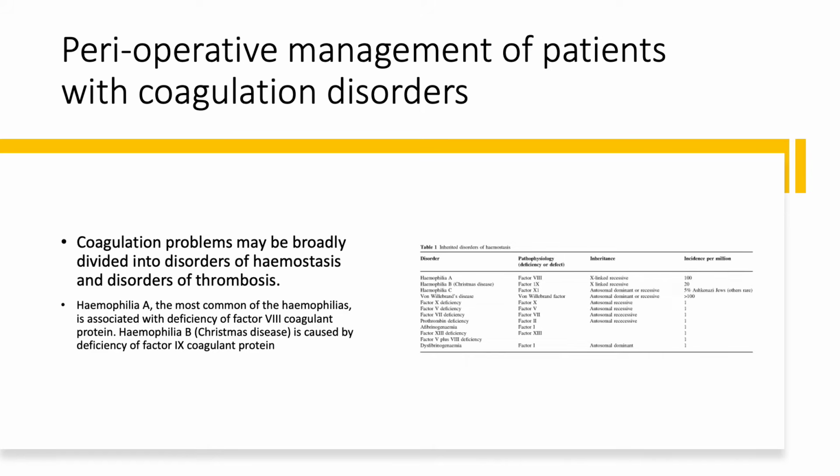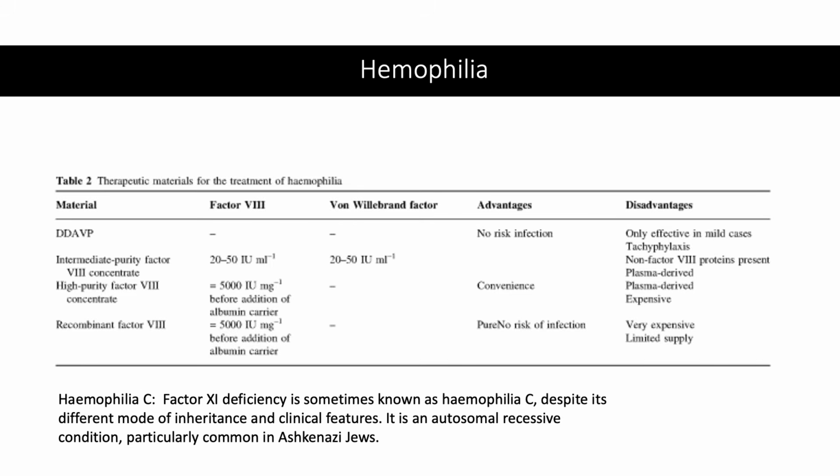Hemophilia A is the most common of the hemophilias and is associated with the deficiency of factor 8 coagulant proteins. Hemophilia B, the Christmas disease, is caused by deficiency of factor 9 coagulation proteins. So these are the hemophilias and how they are treated. So you can go through.